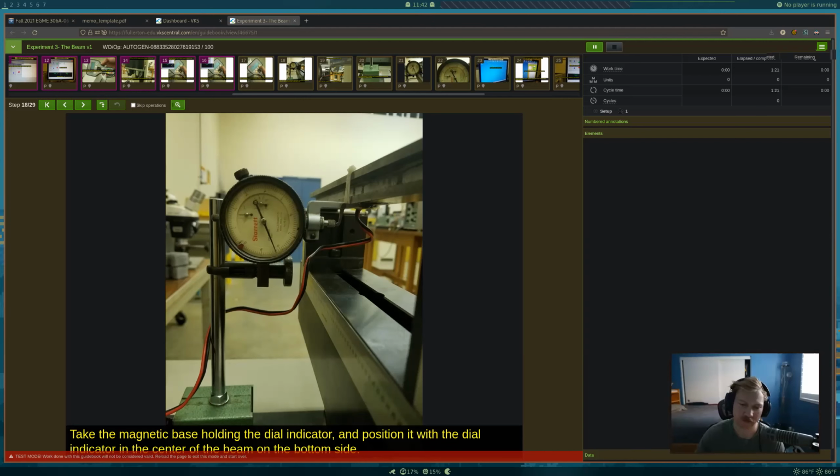And this is just a little fussy to use. Anyways, there's going to be this indicator under the beam, and it's going to be directly in the center because that's where the maximum deflection is going to occur. We'll talk about that. And you're just going to have a digital dial gauge, and you're just going to read out the deflection.